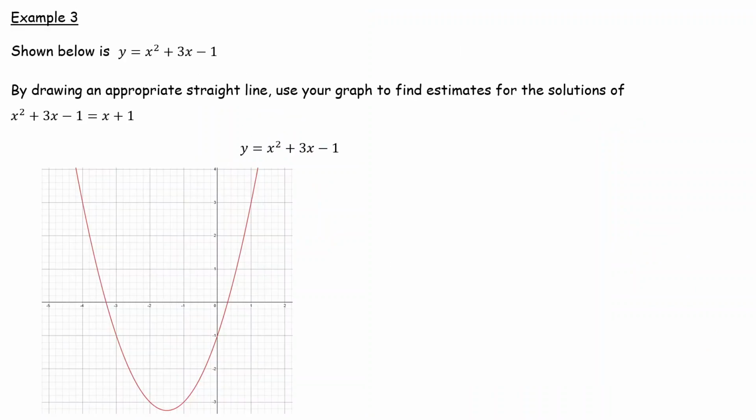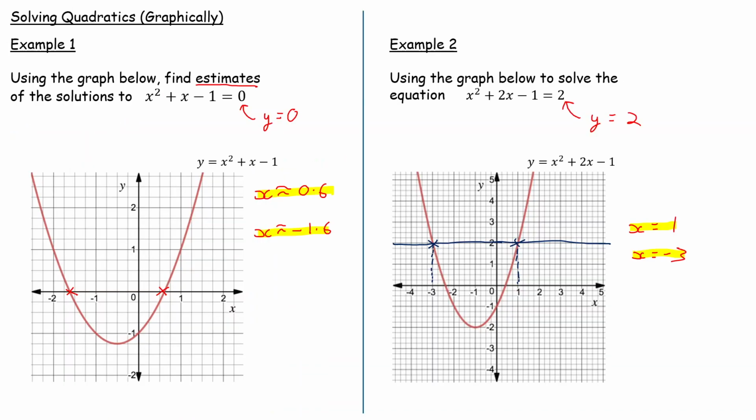Okay, last one, a little bit trickier, but nothing that we can't handle, so let's have a look at it. Shown below is y equals x squared plus 3x minus 1. Again, if I put it equal to y, it produces a graph that looks like this. That's the x-axis, and that is my y-axis. It says, by drawing an appropriate straight line, use your graph to find estimates for the solutions of x squared plus 3x minus 1, which again is this red quadratic here, being equal to x plus 1. So this time it isn't 0, and it isn't 2, like on the previous slide.